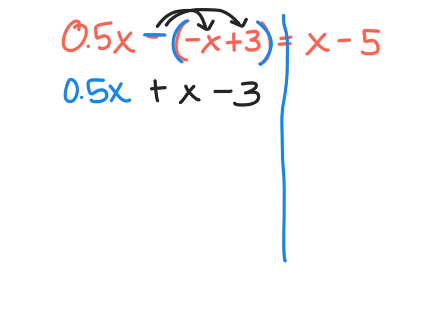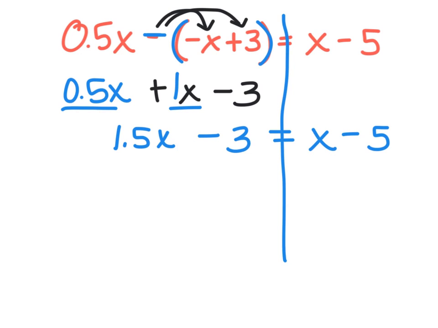All right, our next step then is just to combine my like terms. I have 0.5x and another x. Now just one x, that's the same as saying just 1. So 1 plus 0.5, that gives me 1.5x, and then minus 3. And then on this side, we have x minus 5.